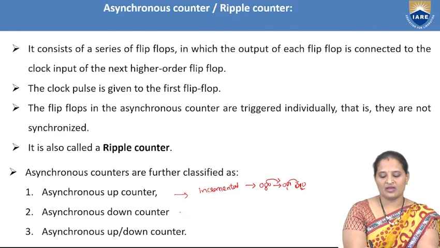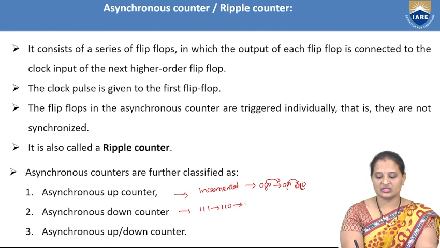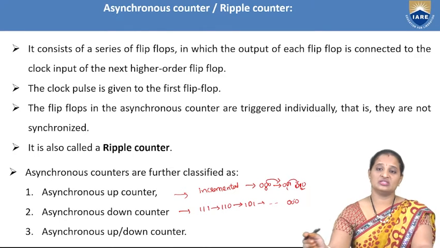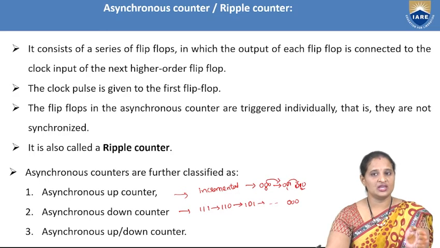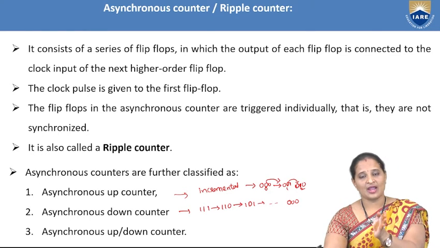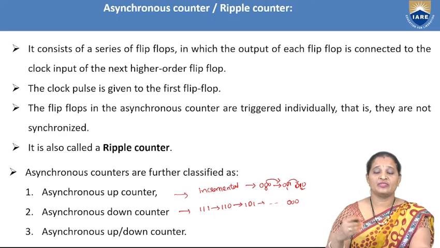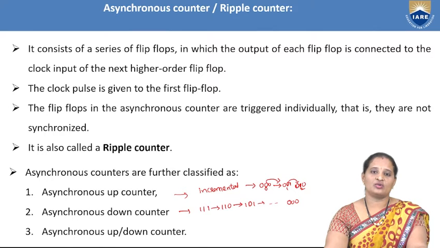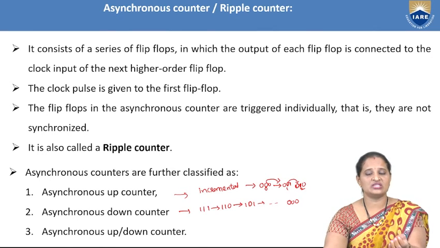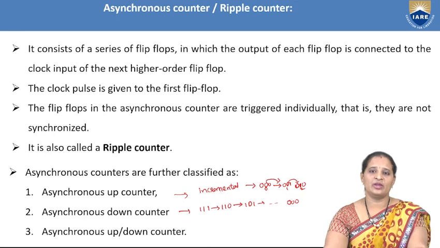If the count is in the incremental order, that type of counter is called an up counter. If the count is in decremental order, that means if the initial count is 111, for the first clock pulse the count changes to 110, during the next clock pulse 101 and so on, it will go down to 000. Initially it was in the 111 state, and due to the application of clock pulses continuously, the count is decrementing. Such a counter is called a down counter, that is, the counter which counts in the decremental order.